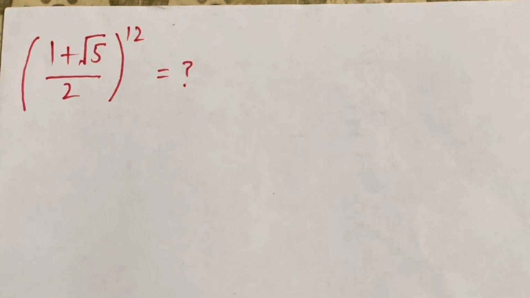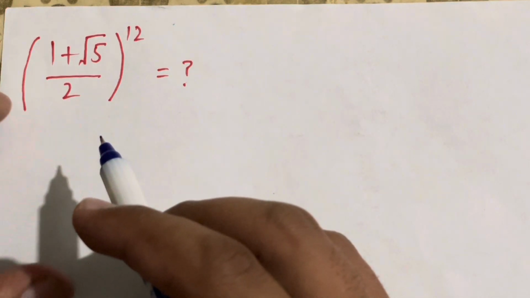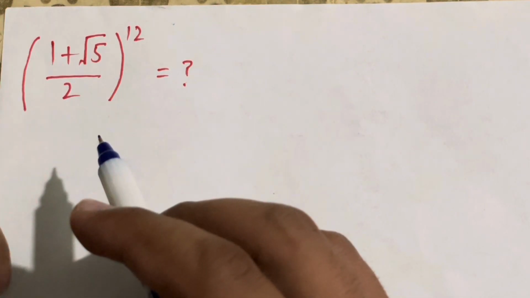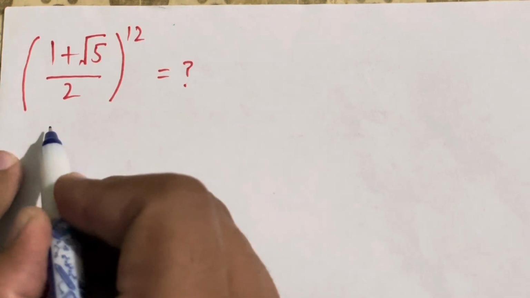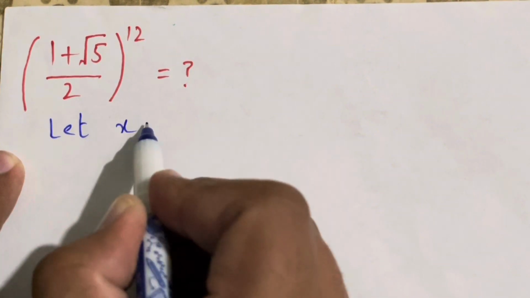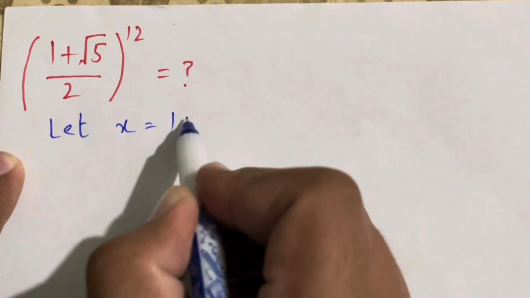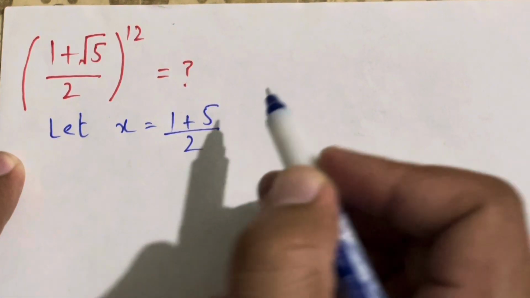Hello, student. Today I have a math problem: (1 plus square root of 5) over 2, raised to the power 12. So I am going to solve this question. First of all, I am going to let x equal to (1 plus root 5) over 2.